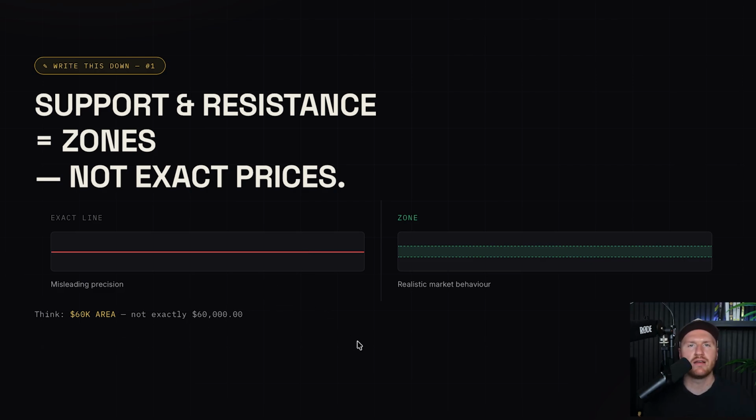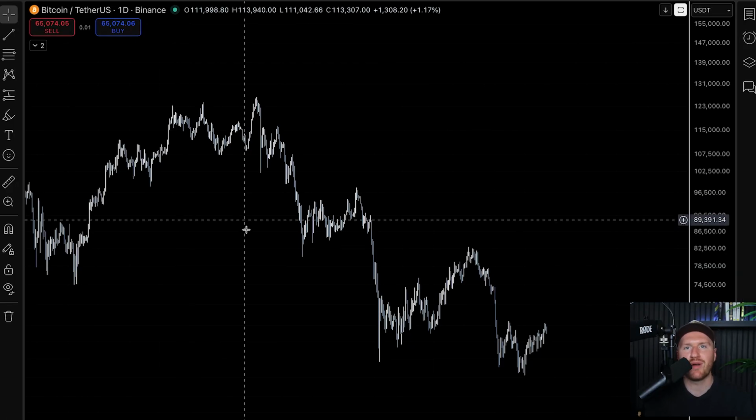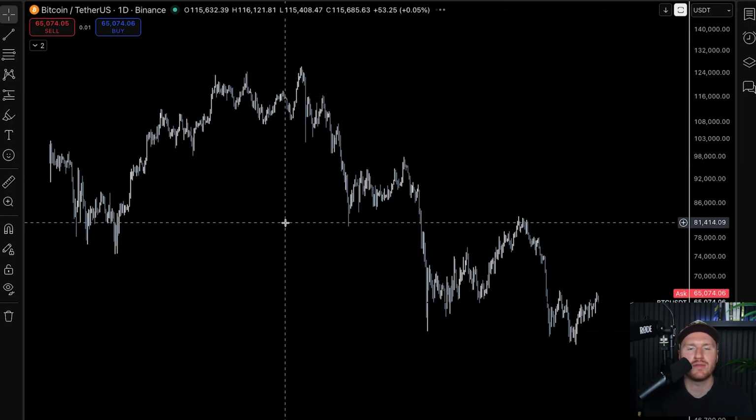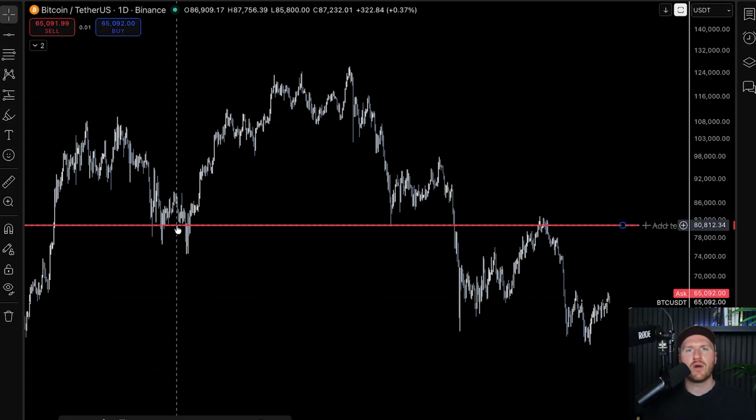So if these are areas rather than exact lines, the next question is obvious. How do we actually find them? The answer to that question is actually incredibly easy. You just look left. So bring up the last year's worth of data. Before I add any indicators, before I try and predict where Bitcoin's going over the next 6 to 12 months, you already know where the buyers and sellers have reacted before.